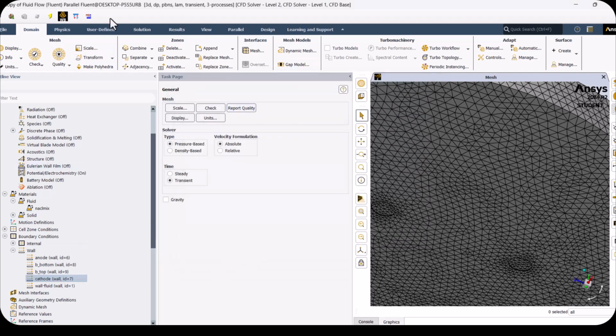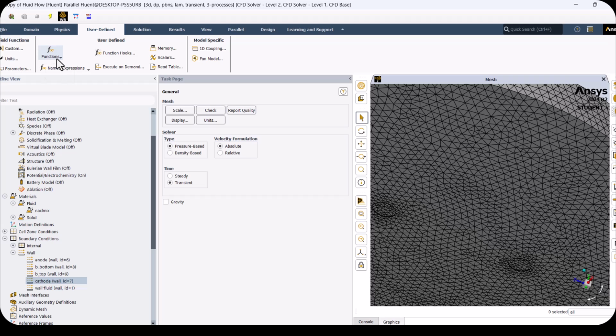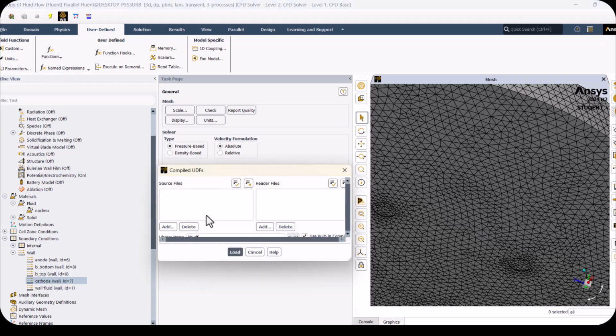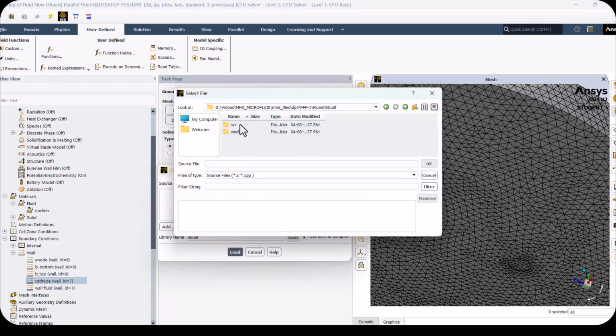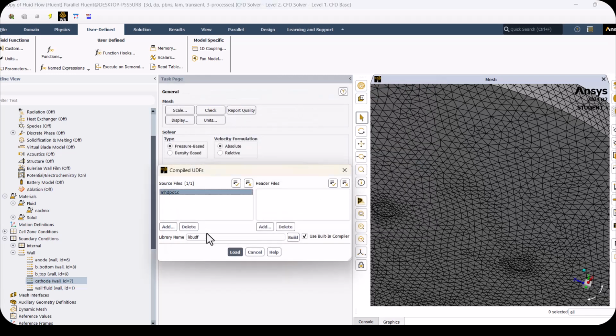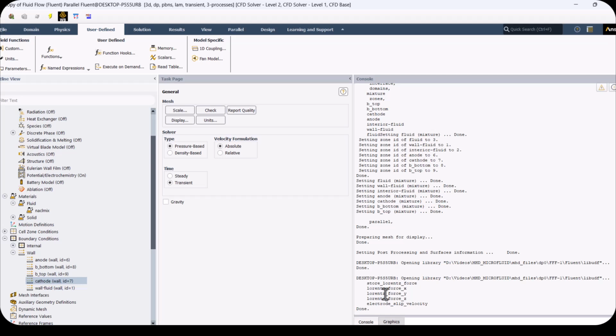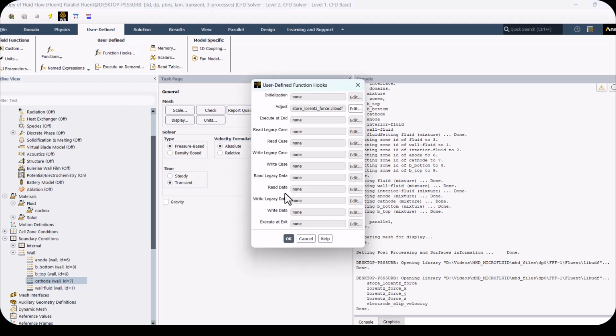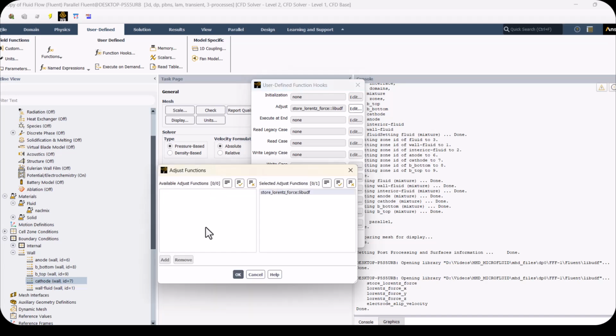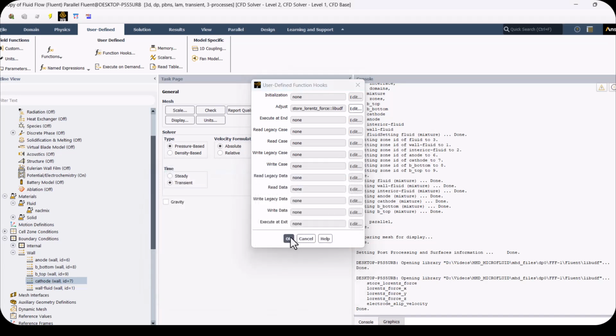Then we need to hook the UDF. So we will go to the function, go to compile. The same UDF I can just load. For your case you need to build and load it, and you will get these Lorentz forces and electroslip velocity. So you need to go to function hooks and use the DEFINE_ADJUST, add it here to hook that.